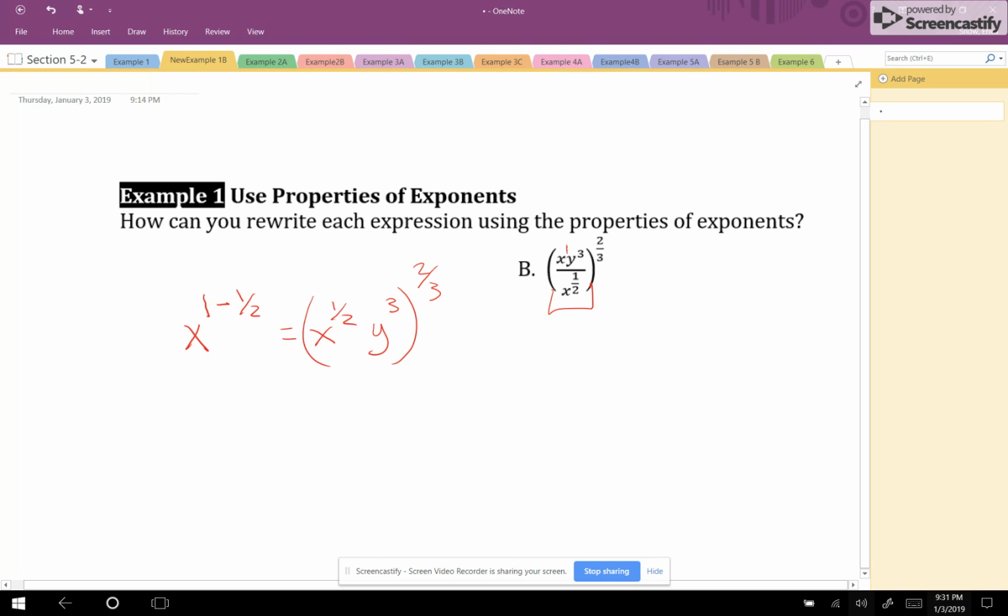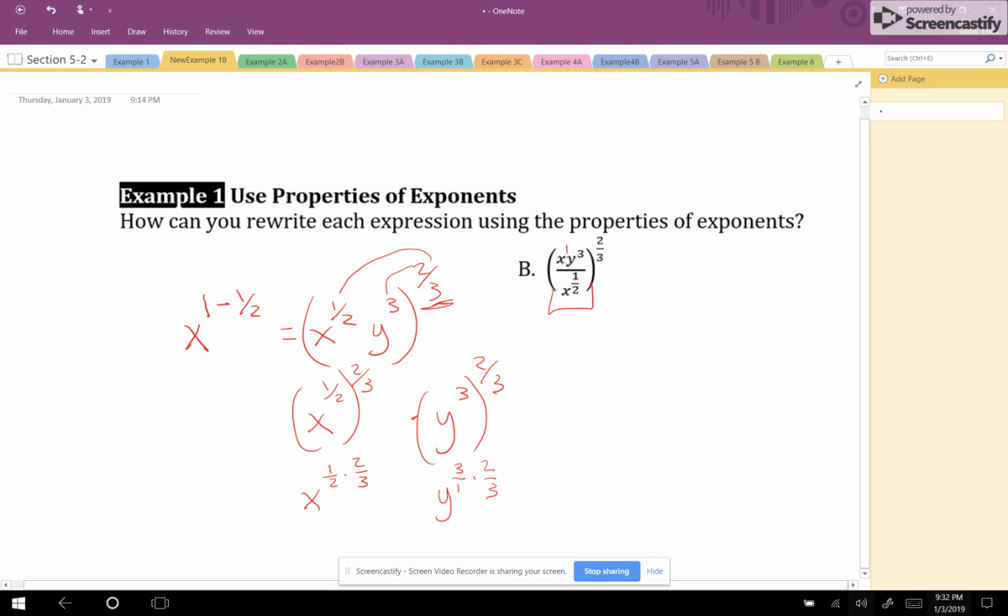Now, if you look at the power of a power, we can now multiply that fraction that's on the outside by each of our exponents that's on the inside. So we're going to get x to the 1/2 to the 2/3 times y cubed to the 2/3. So we're going to multiply those. And for y, I'm going to turn that 3 into 3/1 to the 2/3. So notice I changed those fractions.